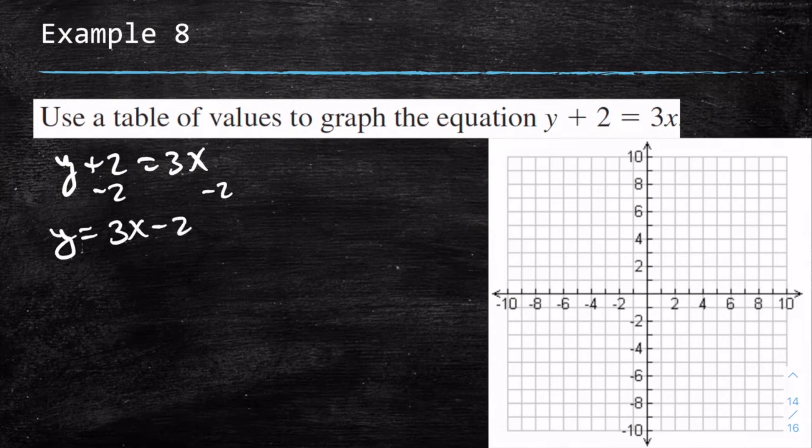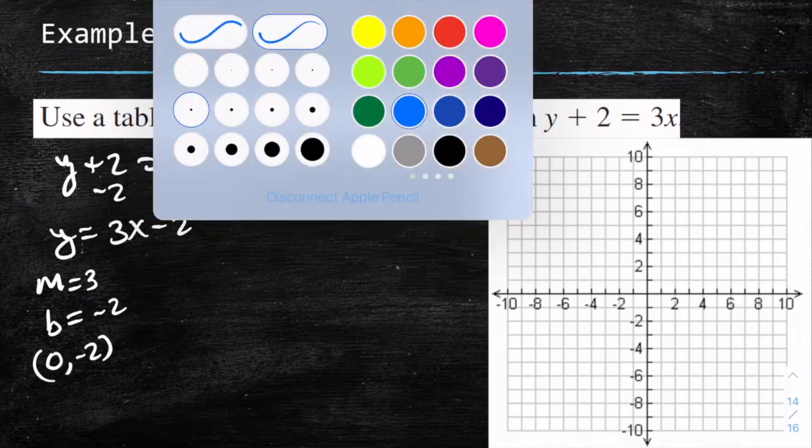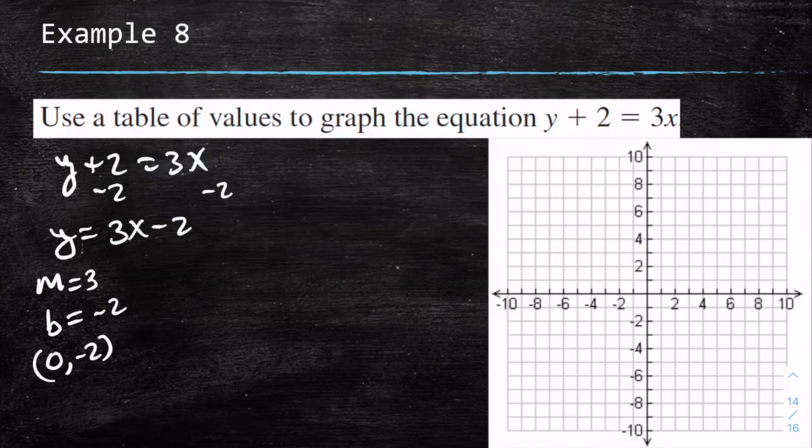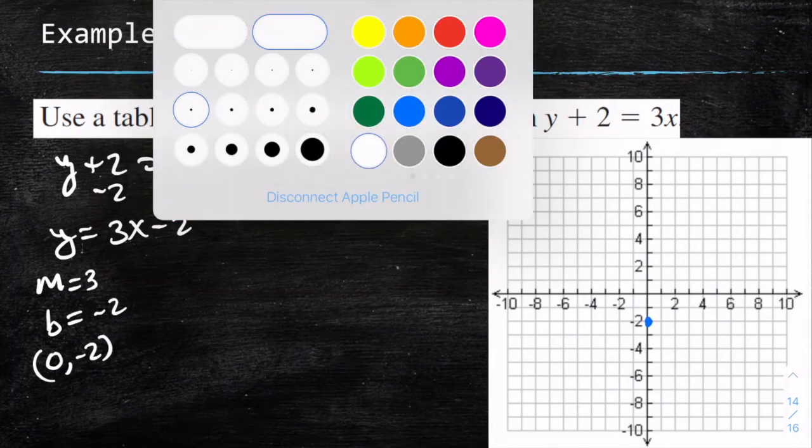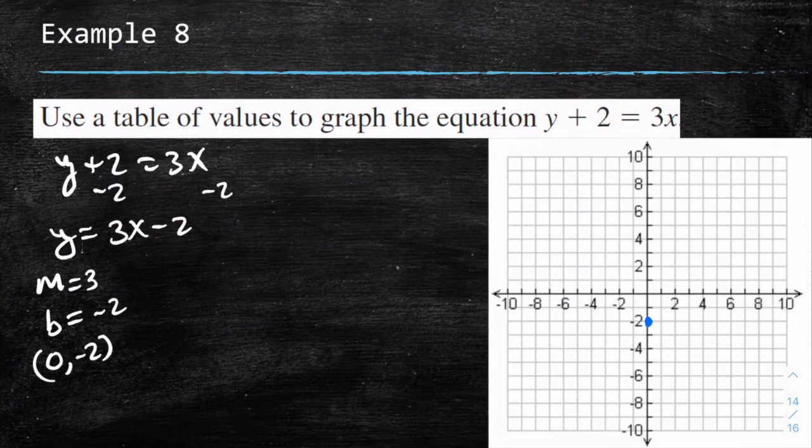Now, the reason why that's so nice is because we can identify the slope. The slope is 3. We also know that b is equal to negative 2, which means we know the y-intercept, which is 0, comma, negative 2. So we can go ahead and put that point on our graph, negative 2. Now what we want to do is create a table of values. So let's go ahead and put x and y and make that the title parts of a table of values.